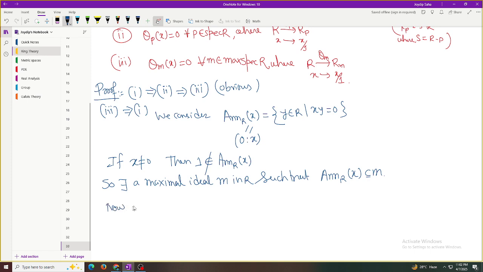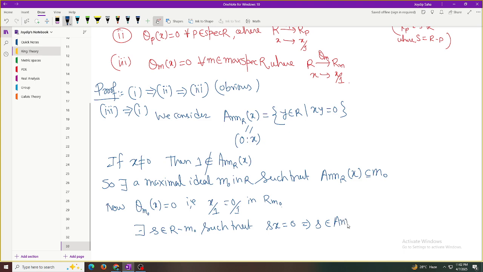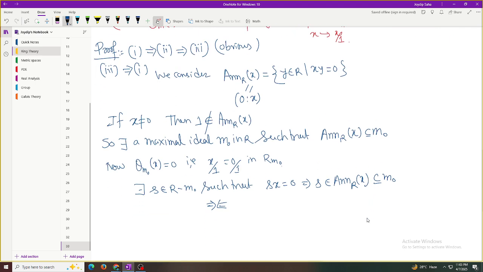Now I write M0, better to fix. Now theta M0 x is 0, that is x by 1 equals to 0 by 1 in R M0. So there exists s belongs to S, here R minus M0, such that sx equals to 0. This implies s belongs to the annihilator of Rx contained in M0. Contradiction, because s belongs to M0 complement and M0, so x equals to 0. And proved.